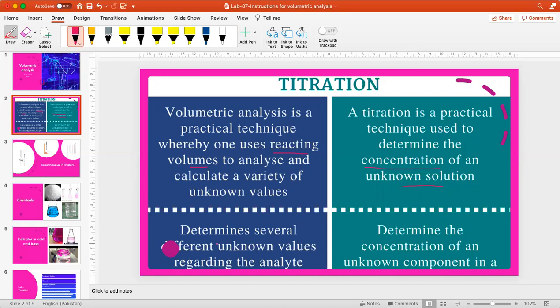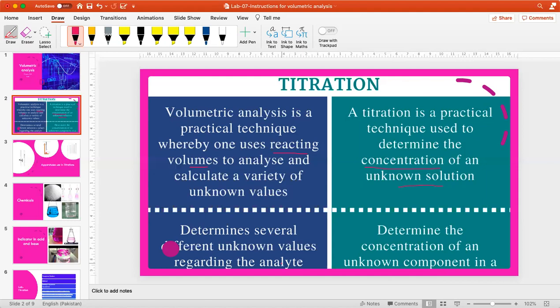Another point is that it determines several different unknown values regarding the analyte, the thing which is under observation. We can calculate many standard values and determine the concentration of an unknown component in a sample. So in brief, this quantitative chemical analysis and the basic principle of titration is to use the known values of one to find the unknown values of the other.